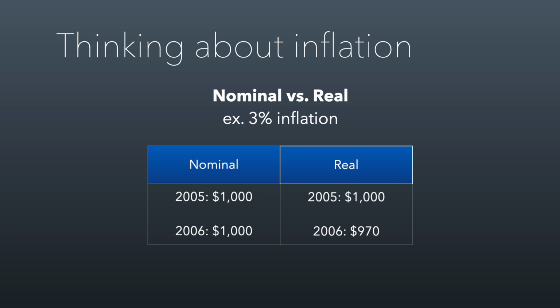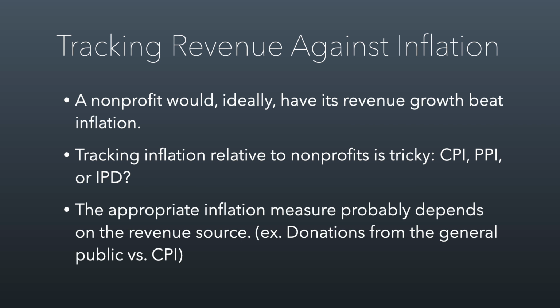And if we had 3% inflation over that year-long period, then from 2005 to 2006, we would see the value of the dollar shrink by 3%. So $1,000 in 2005 is only worth $970 in terms of its purchasing power a year later. So this is the effect that inflation has, it shrinks the value of dollars over time. A nonprofit would ideally have its revenue growth beat inflation, because if your revenue is growing, but it's growing slower than inflation, then you're actually shrinking economically speaking, because your dollars don't have as much power as they had the year before. Inflation is measured in a variety of ways.